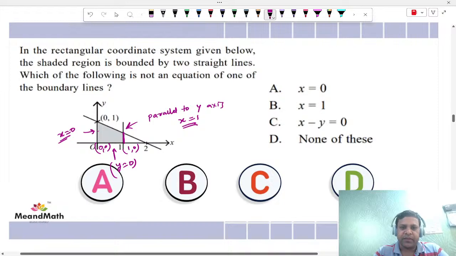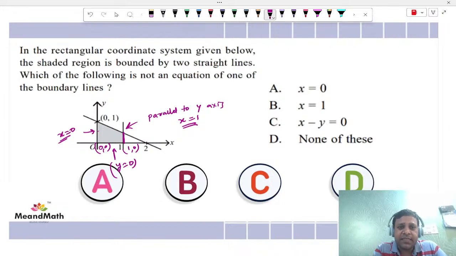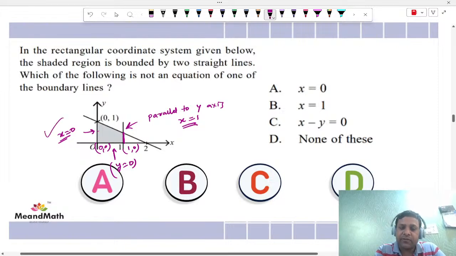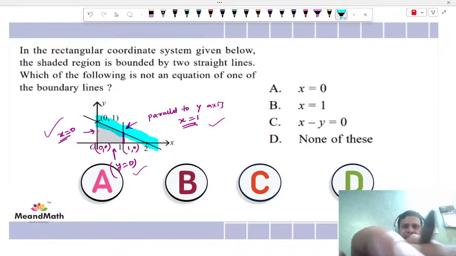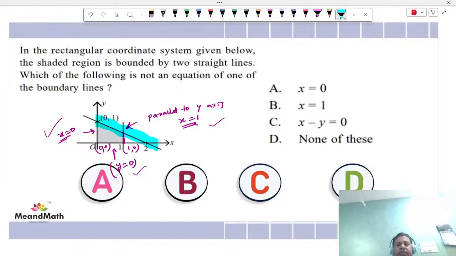Okay. So now question says which of the following is not an equation of one of the boundary lines? कौन सी एक equation नहीं है? X is equal to 0 is equation, y is equal to 0 is equation, x is equal to 1 is equation. This line we don't know the equation, but no need to worry. We can verify by the points. Now check the options.